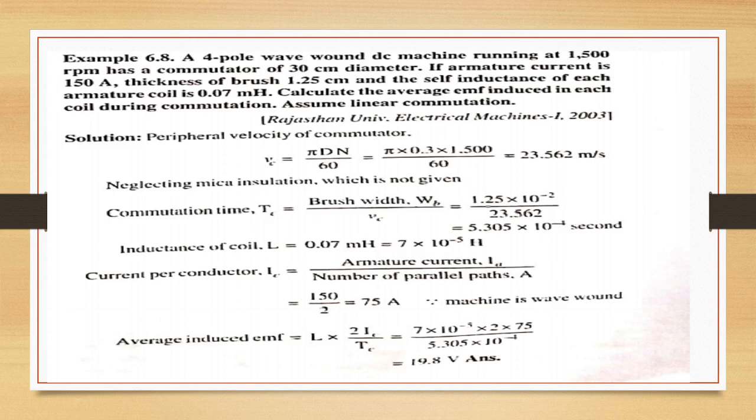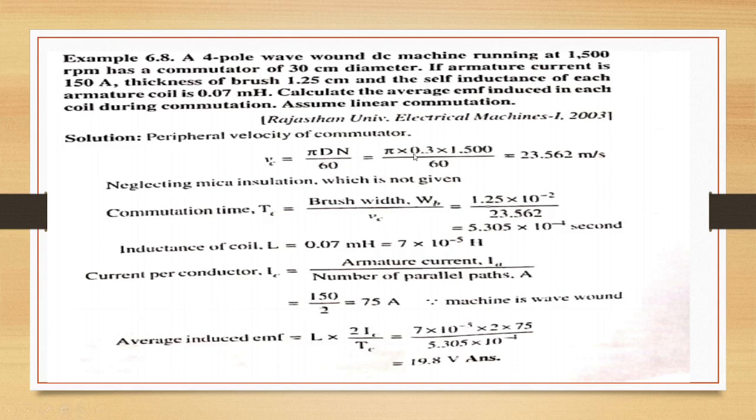Armature current is 150 and the number of parallel paths is 2 because it is wave connected. So it is 75 amps current per conductor. Then TC, if you have to calculate, is brush width WB by VC. WB is given as 1.25 centimeters, so convert it into meters, it will become 1.25 into 10 power minus 2, divided by VC. VC can be calculated by pi d n by 60.